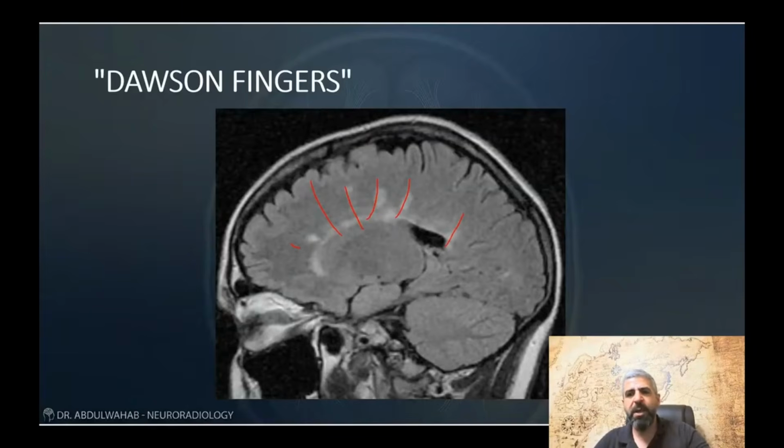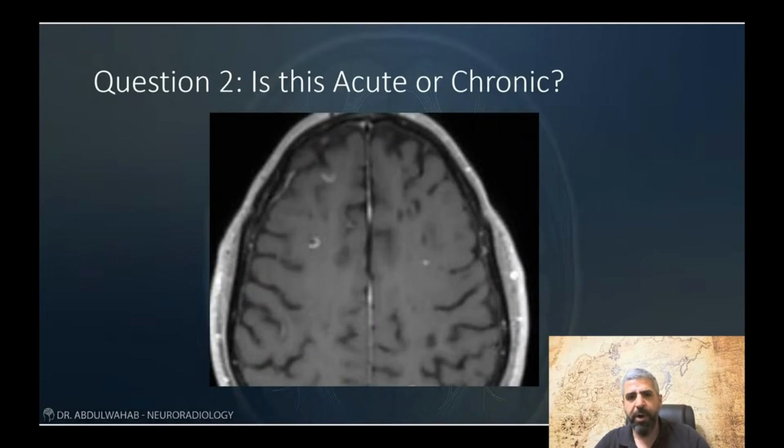Okay, question number 2. Is this acute or chronic? Open ring enhancement. Does this mean the MS lesion is active or old? These are acute lesions since there is an open ring enhancement. Now, let's go to the challenge case number 2.